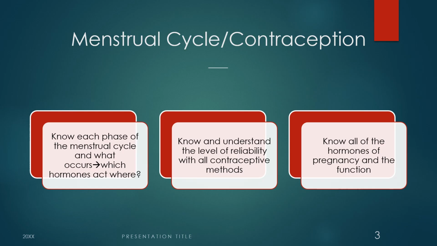Make sure that you review and understand the menstrual cycle and contraception. More specifically, know each phase of the menstrual cycle and what occurs and which hormones act where. Know and understand the level of reliability with all contraceptive methods. And you also want to know what each of them does, what's the function of each hormone method. Make sure you know and review all the hormones of pregnancy and their functions.